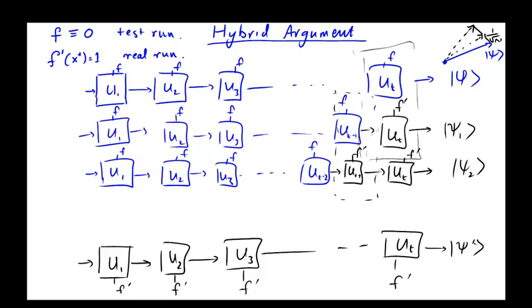And we realize that our state moves in t steps, where each step changes the state by 1 over square root n.